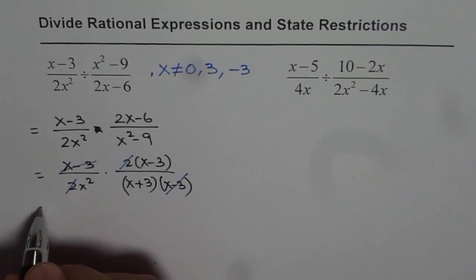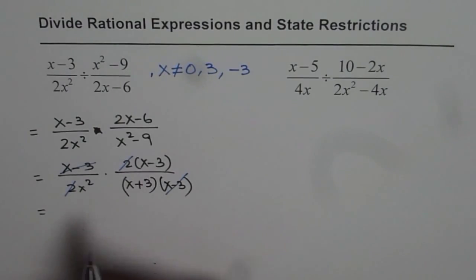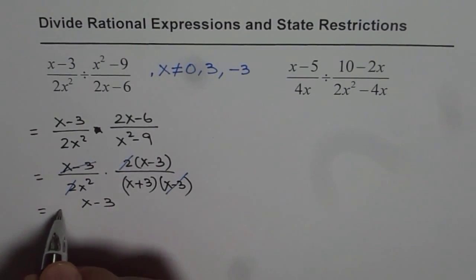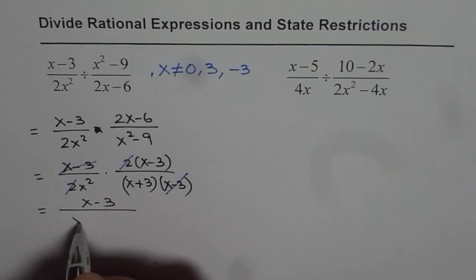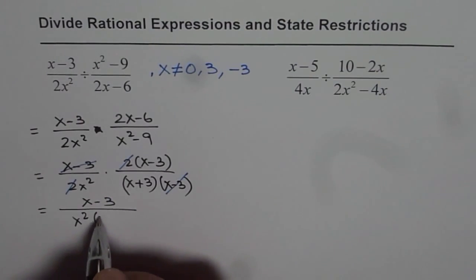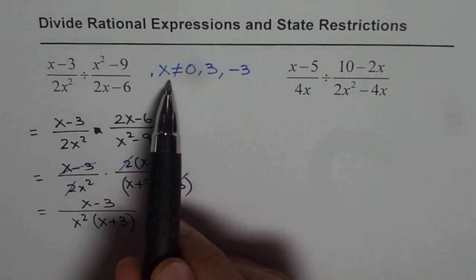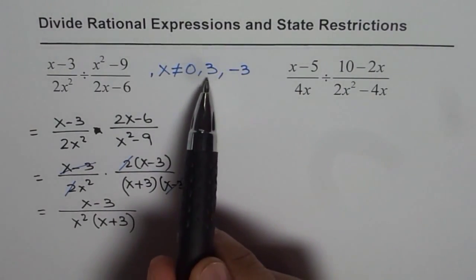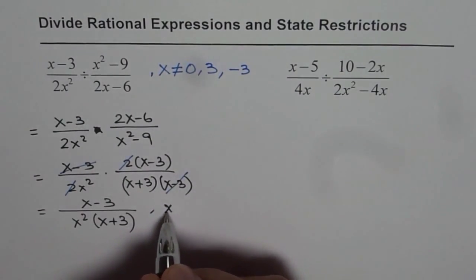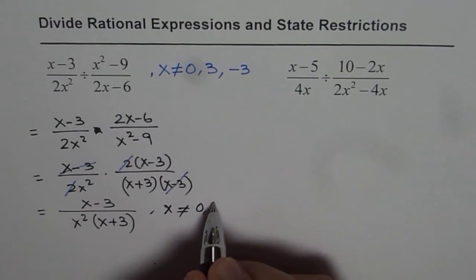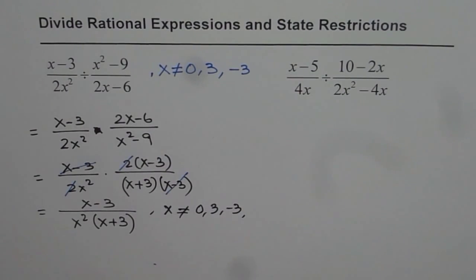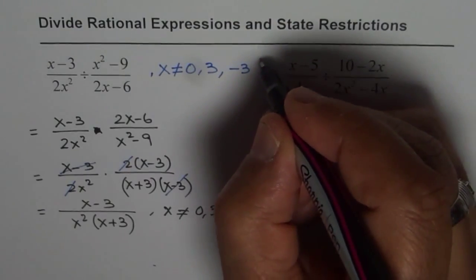We're left with x minus 3 in the numerator, divided by x squared times (x plus 3). So that becomes the answer for this division of rational expressions. And the restrictions are that x is not equal to 0, 3 and minus 3. Well, you can write here also x is not equal to 0, 3 and minus 3. So that is how you divide rational expressions. Now let's do the second one.